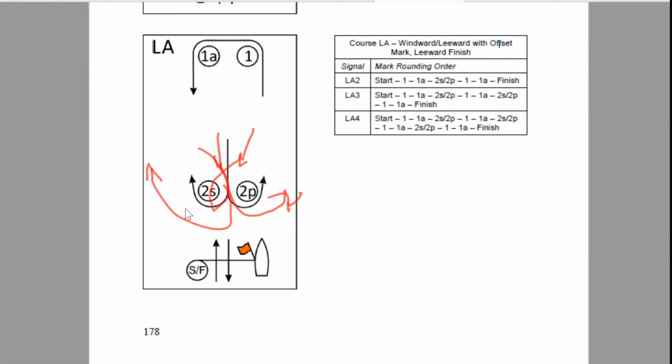So the goal is to split the boats, so half of them go around the port and half of them go around the starboard. And so when race committees set up a gate, they'll actually monitor it to see how it's being used and make adjustments to try to get half the boats to go one way and half the other. And they're about 8 boat lengths apart.